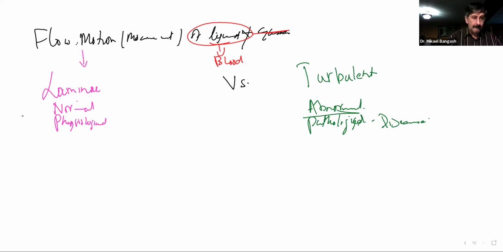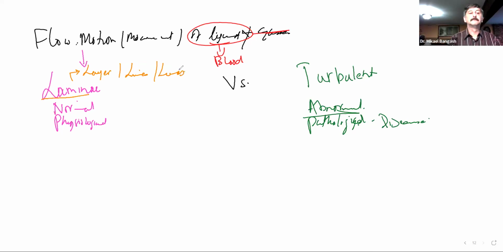Now, if we look at the word laminar, it is mainly from lamin. And lamin mainly will mean layers, or we can say lines or lanes. And the "ar" is mainly just our favorite, pertaining to. So there's going to be a flow which will be called laminar.